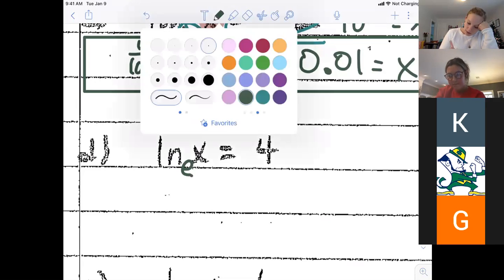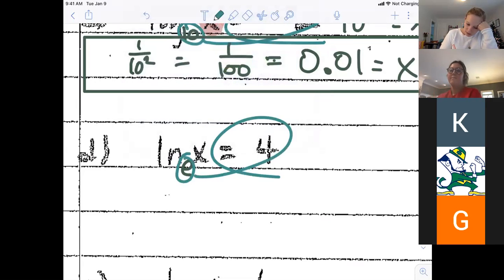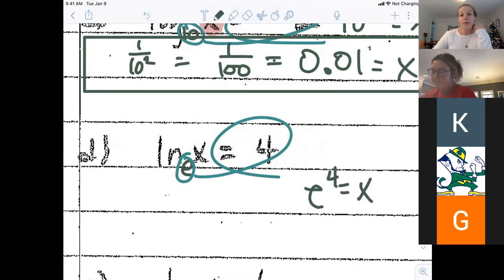All right, so now I'm rolling. This time it's e to the 4th equals x. You can leave it as e to the 4th, or you can use your calculator. I just don't feel like there's enough time to waste on that. So you can press second ln and raise your e to the 4th.